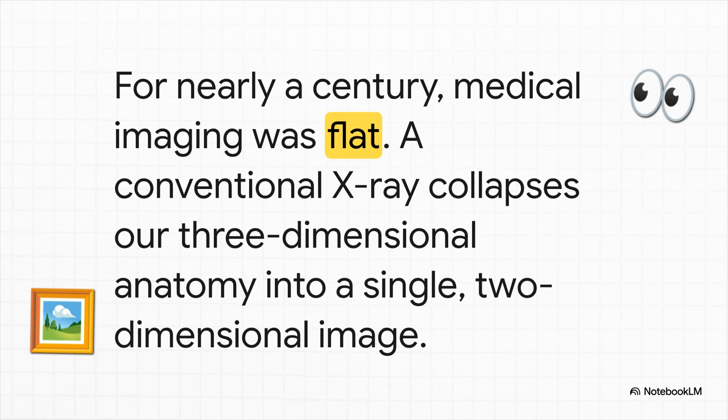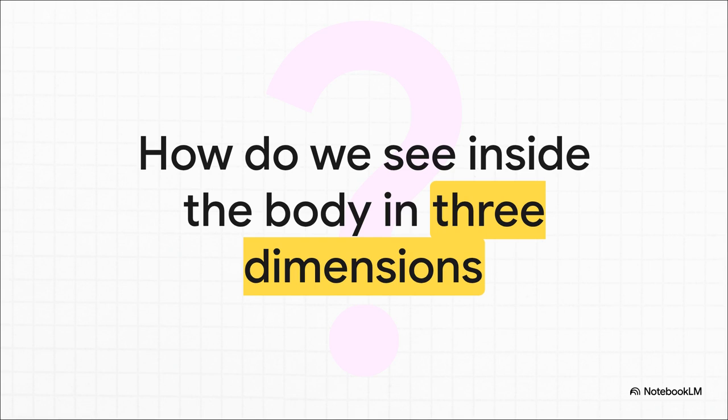For the longest time, seeing inside the body was, well, a bit like shadow puppetry. A conventional X-ray collapses our three-dimensional anatomy into a single, flat, two-dimensional image. It's incredibly useful, but it's still just a shadow. And that's the fundamental problem that drove a revolution in medical imaging. How do you unstack that shadow, right? How do you look at a single layer of the body without all the other layers getting in the way? This question is the very reason the CT scanner was invented.